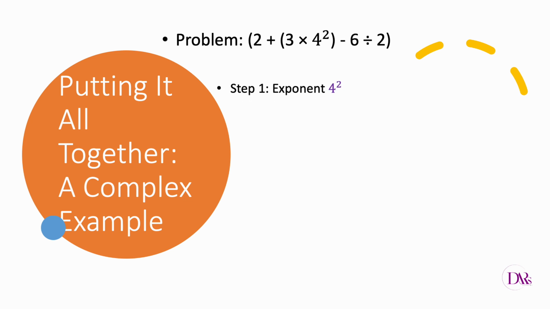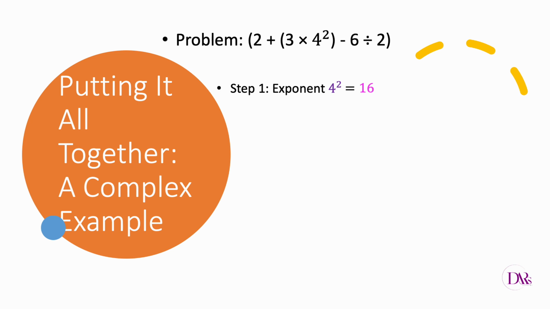Step 1, we take care of our exponents, okay? Because it's within the parentheses. So whatever is the innermost, we take care of it. We looked at all the parentheses that's happening. The innermost is the one that says 3 times 4 squared. However, within those parentheses is an exponent. We have to take care of that exponent first. So 4 squared is 4 times 4, and that equals 16.